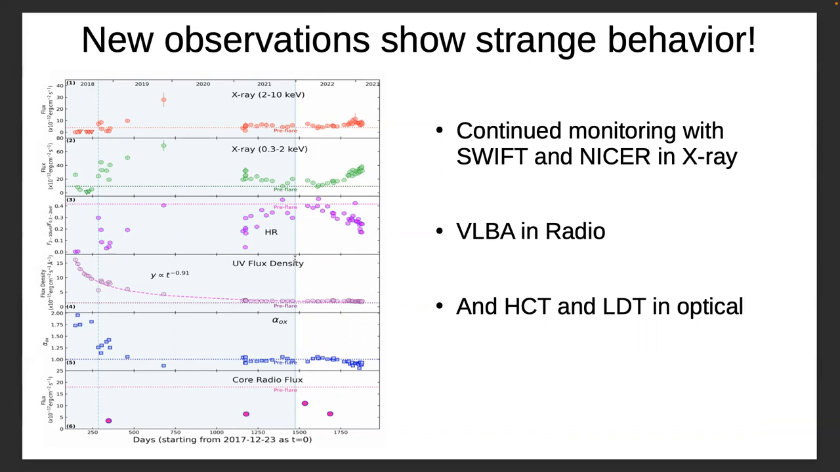This is the VLBA observation in radio. Interestingly, the radio emission that was coming back to its pre-flare values is now again going down when the soft X-ray part was up. So there must be some correlation between the soft X-ray and the radio, but we do not know what is happening here.